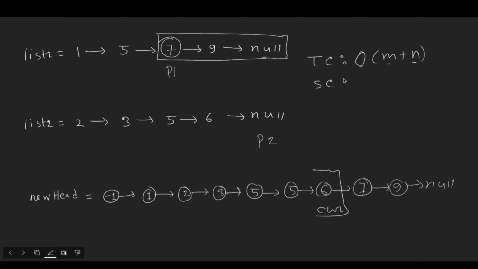This solution will take space complexity O of 1. We're just using here a couple of pointers. So it will take constant space complexity. We're not using any additional space. We're just manipulating the pointers. We're not creating new nodes. So it will take O of 1 space complexity. I hope you've understood this algorithm. Now let's implement this algorithm using Java programming language.